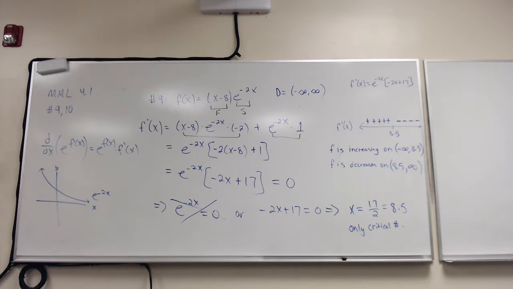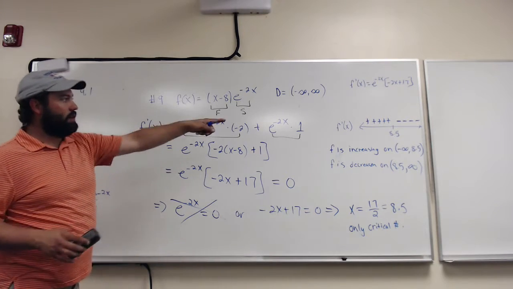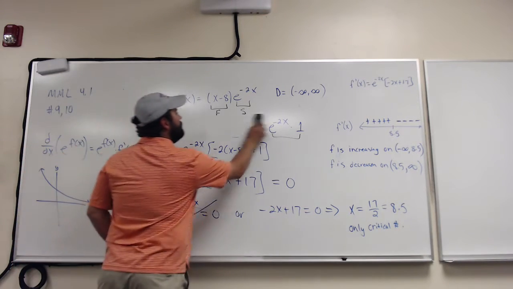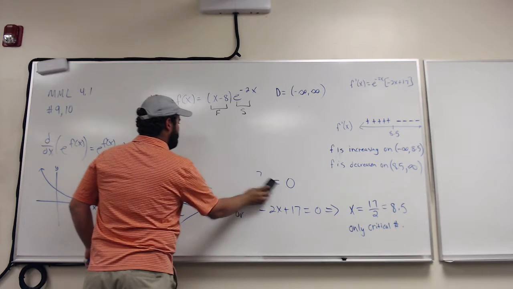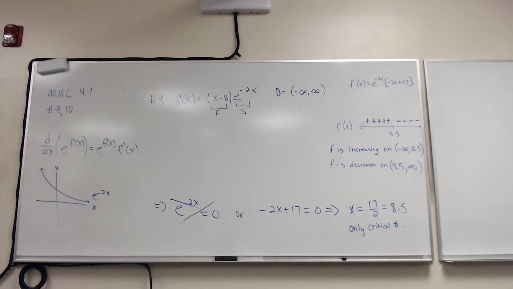Okay, and then I got to make some room for this next part. So now that I'm done with the derivative and I've made my sign chart, I just have to determine if I have any local max or mins. So what do you think? 8.5 is a critical number, and the derivative does what when you cross 8.5? Well, it changes signs, right?